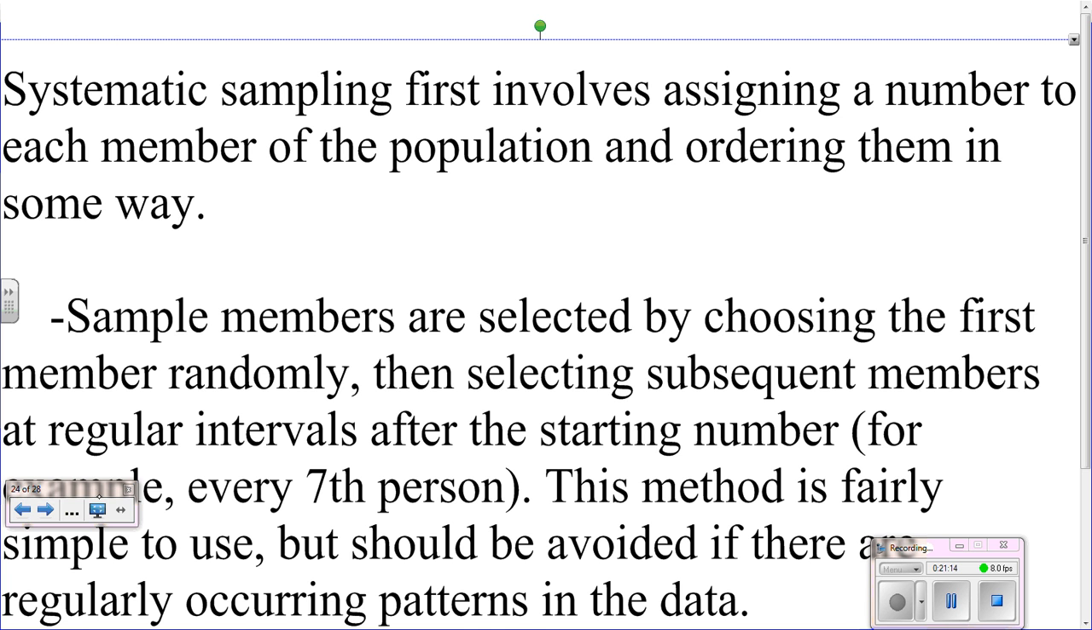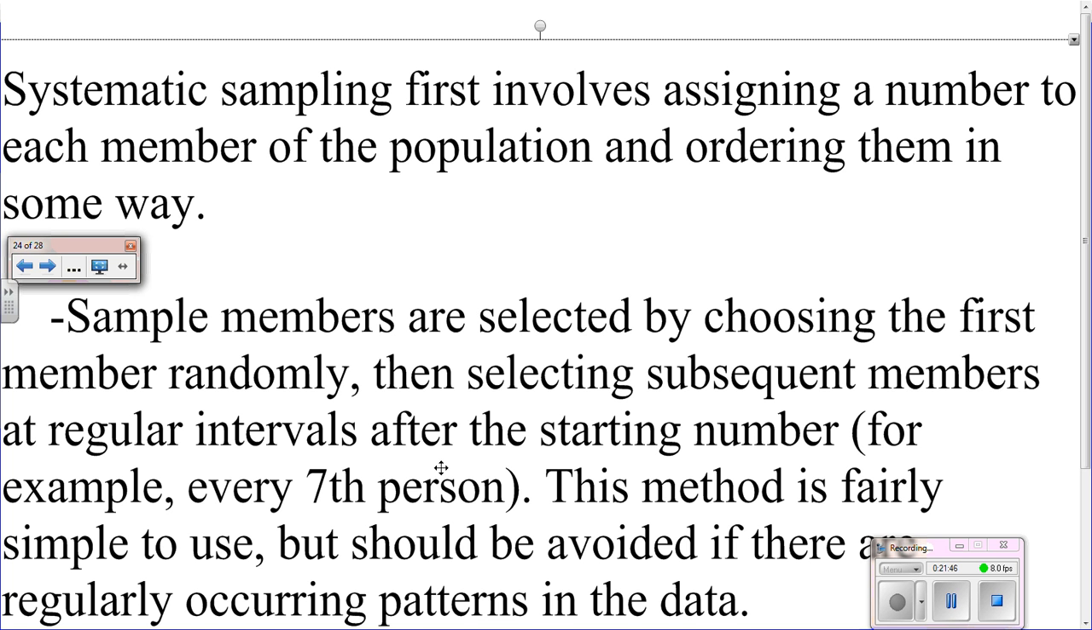Systematic sampling. Systematic sampling first involves assigning a number to each member of the population and ordering them in some way. So we're going to assign a number to each person in the population, so to each person in Aliquippa. And we could start with addresses. I mean, start right on Broadhead coming into Aliquippa and start with addresses.